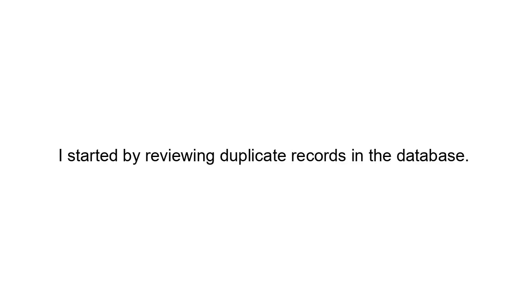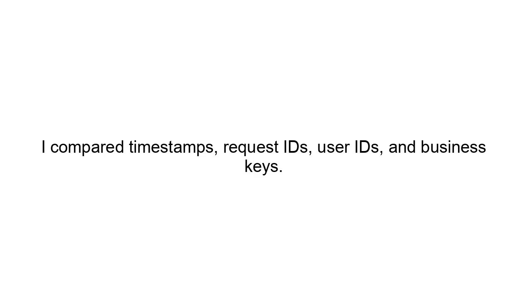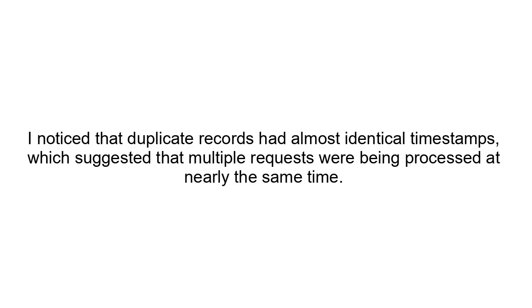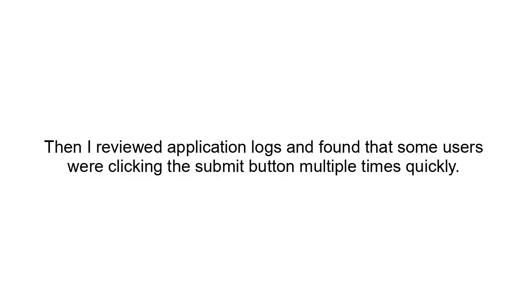Action: I started by reviewing duplicate records in the database. I compared timestamps, request IDs, user IDs, and business keys. I noticed that duplicate records had almost identical timestamps, which suggested that multiple requests were being processed at nearly the same time. Then, I reviewed application logs and found that some users were clicking the submit button multiple times quickly.